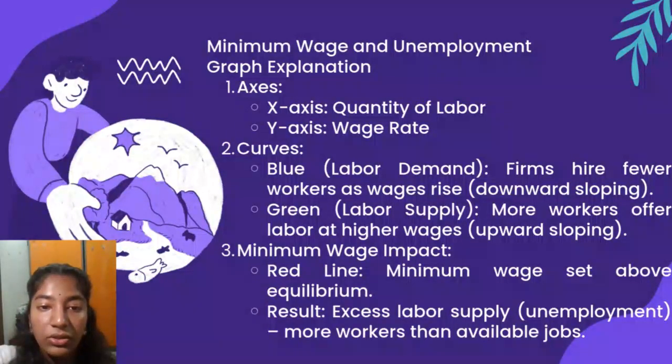labor as wages rise. The red dashed line represents a minimum wage set above the equilibrium wage, which creates excess supply of labor, because the quantity of labor supplied exceeds the quantity demanded at the wage rate.